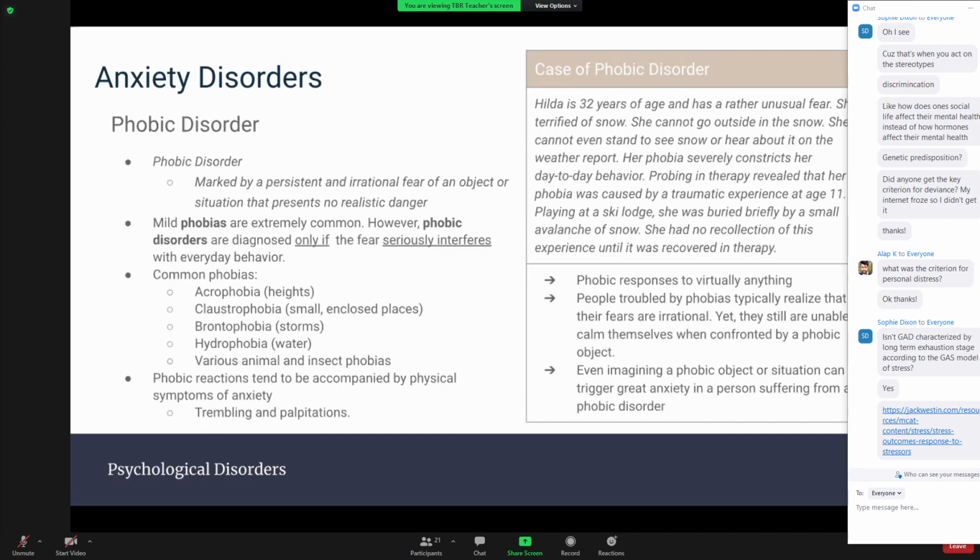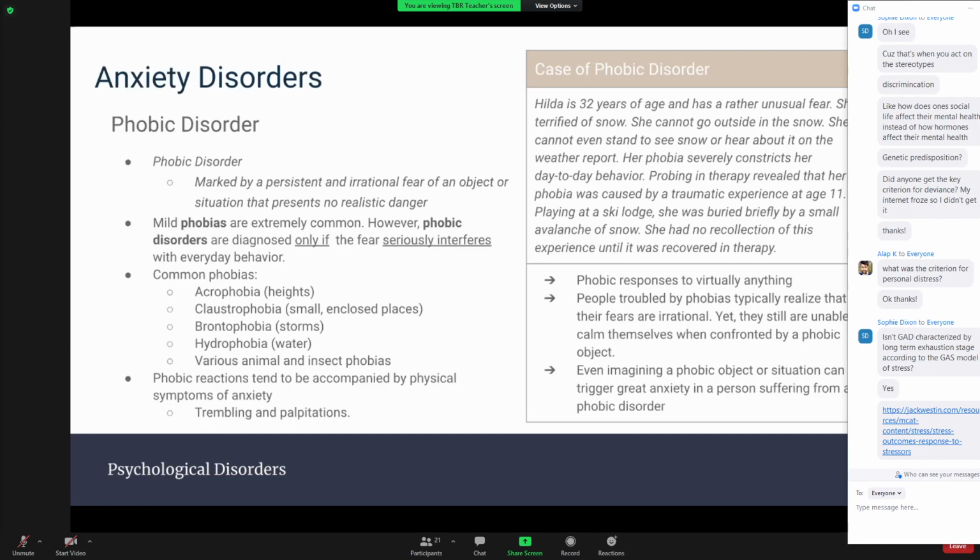There's another subtype of the anxiety disorders called the phobic disorders. This is the one that I think most people can think about pretty easily, which is marked by irrational fear of something. It could be an event, it could be an object. And the key distinction here is that it presents no realistic danger. Okay.